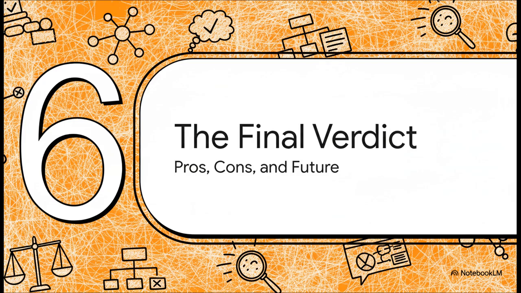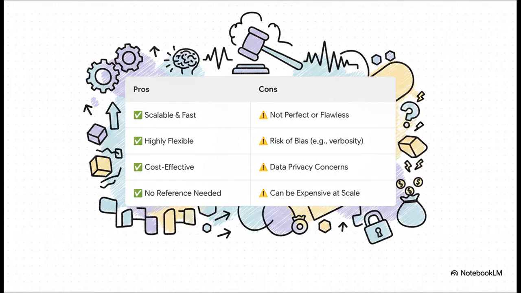All right, we've been through a lot, so what's the final takeaway? Is using an AI to judge another AI a good idea? Let's look at the pros, the cons, and what's coming next. On the plus side, the benefits are huge. It's fast, it scales, and it's way cheaper than hiring an army of humans to check everything. And you can customize it to check for pretty much anything you can dream up.